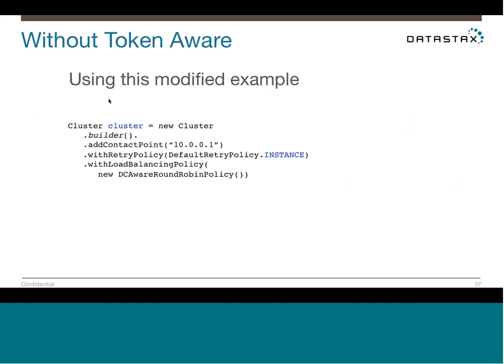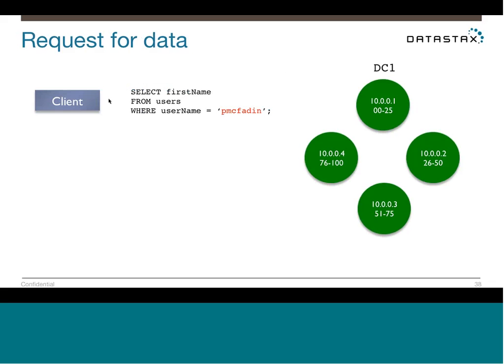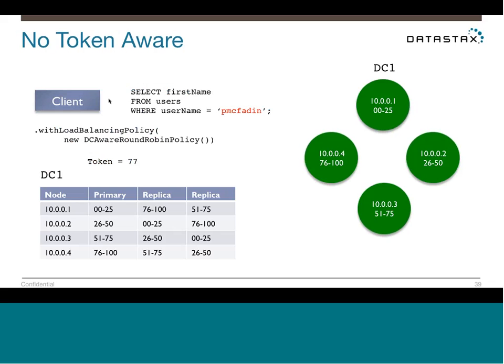In this case, we're going to eliminate the token-aware routing and just use round-robin. We're still going to look at the token. String P McFadden is hashed using murmur3, and we see that string McFadden hashes to token 77. In this case, we don't use the token for load balancing decisions. But string P McFadden is only on 3 nodes in the list.